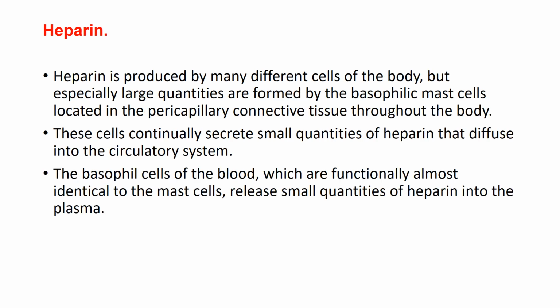Heparin is produced by many different cells of the body, but especially large quantities are formed by the basophilic mast cells located in the pericapillary connective tissue throughout the body. These cells continually secrete small quantities of heparin that diffuse into the circulatory system. The basophil cells of the blood, which are functionally almost identical to the mast cells, release small quantities of heparin into the plasma.